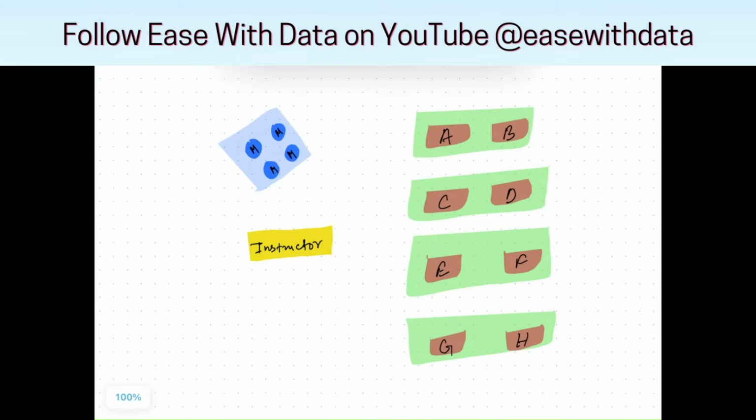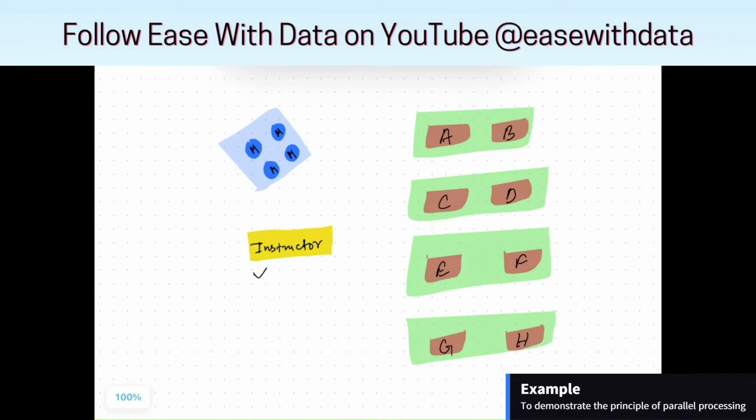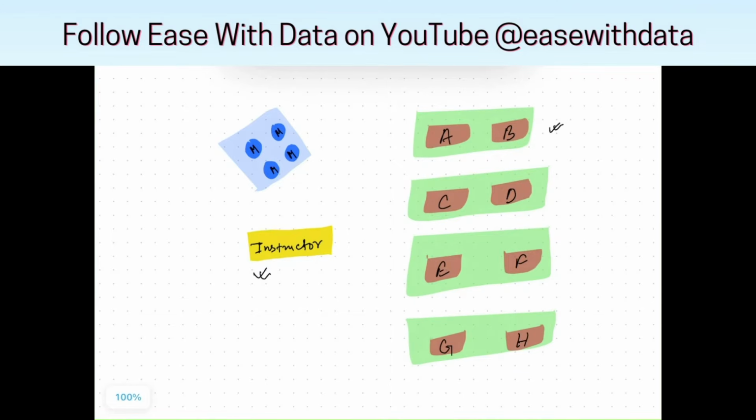Let us consider a very generic example. We have one instructor who has a few groups of people. So A, B are two different individuals and we have four groups all marked in green. And the instructor has a work. This is a bag of marbles where marbles are segregated into pouches. The job in hand for the instructor is to count the total number of marbles. So the instructor assigns each pouch to a different person.